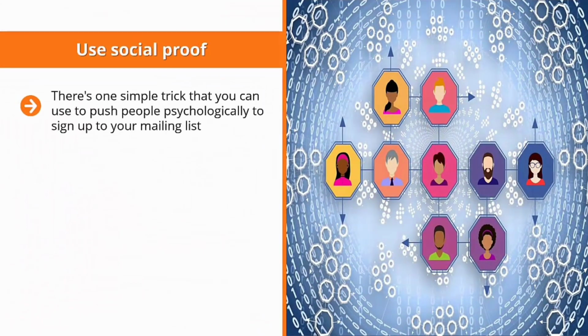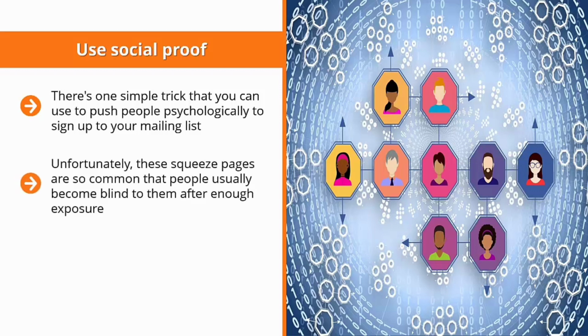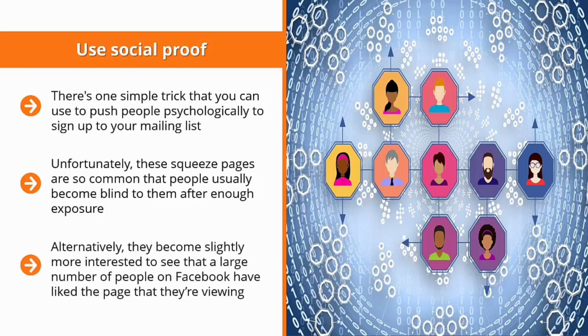Use social proof. There's one simple trick that you can use to push people psychologically to sign up to your mailing list. We've all seen squeeze pages before. Typically, there's an email field, a call to action, and a submit button. There also might be a nice-looking graphic on the side. Unfortunately, these squeeze pages are so common that people usually become blind to them after enough exposure. However, people can and do sit up and pay attention when they see that their other Facebook friends have signed up to the list. Alternatively, they become slightly more interested to see that a large number of people on Facebook have liked the page that they're viewing. This is called social proof.